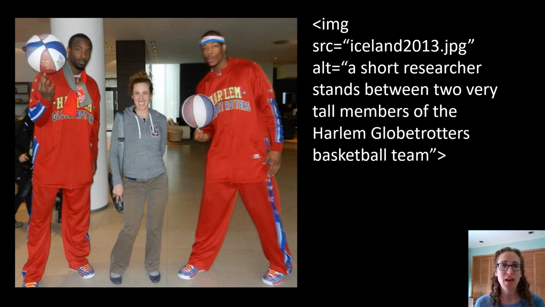In this example, this is a photo of when I happened to run into members of the Harlem Globetrotters basketball team that I posted to my website. And as a diligent author of accessible HTML, you can see that I added the alt attribute to the image tag, and my alt text that will be read by the screen reader says, "A short researcher stands between two very tall members of the Harlem Globetrotters basketball team."